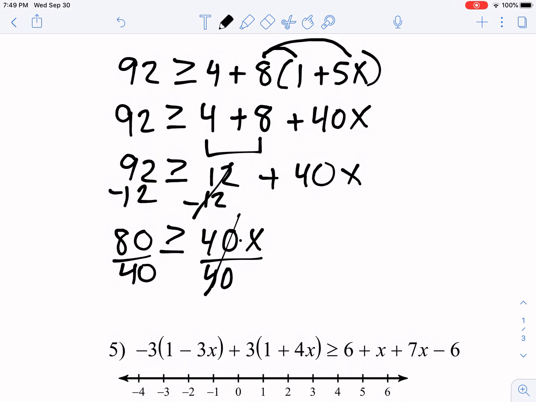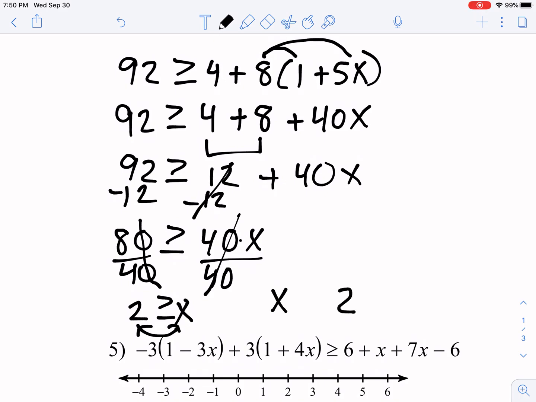Now, if you don't know what 80 divided by 4 is, here's a quick, easy way to think of it. Cancel out your zeros. What's 8 divided by 4? 2. So 80 divided by 40 is 2. Now, we could use this. However, remember, it's easier to graph if we keep the variable on the left, right? So if I reverse everything, if I flip everything, that's going to get me with the variable on the left. So let's put x on this side, 2 on this side.